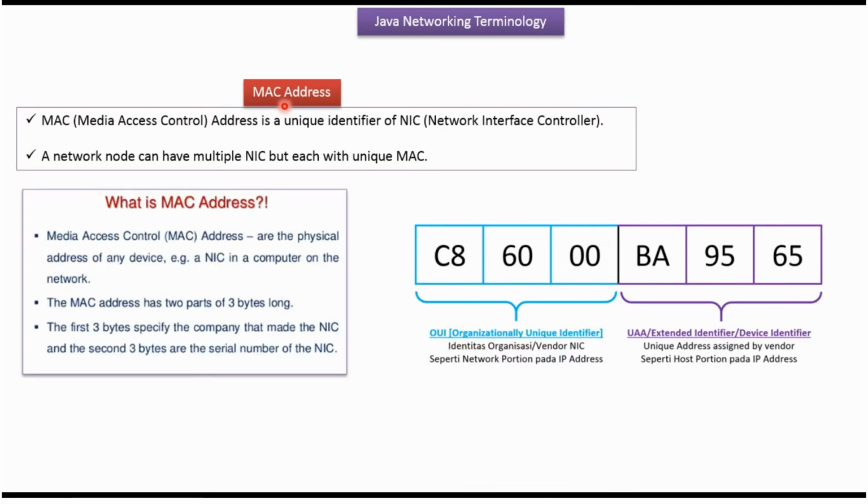Here we will see what is MAC address. Full form of MAC address is Media Access Control Address, and MAC address is a unique identifier of NIC. NIC is nothing but Network Interface Controller, and MAC address is nothing but the physical address of any device. And MAC address has two parts. First part is 3 bytes long, and it specifies the company that made the network interface controller. And second part is 3 bytes long, and it specifies the serial number of the network interface controller.